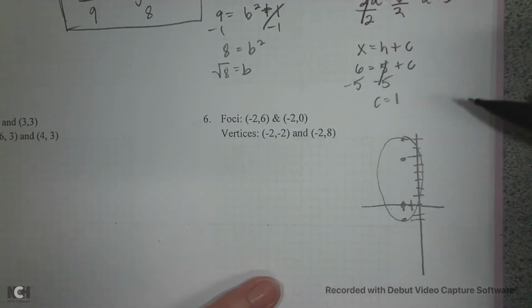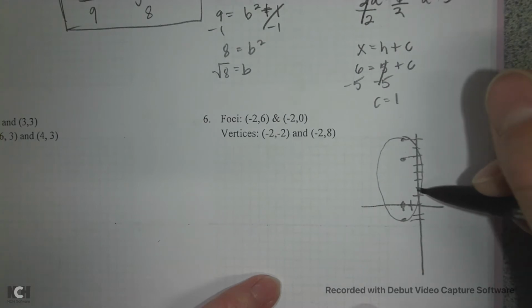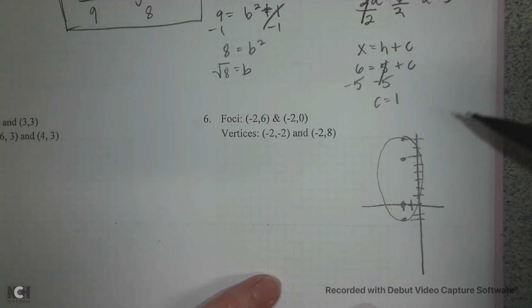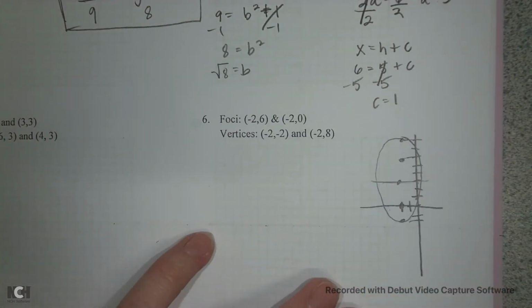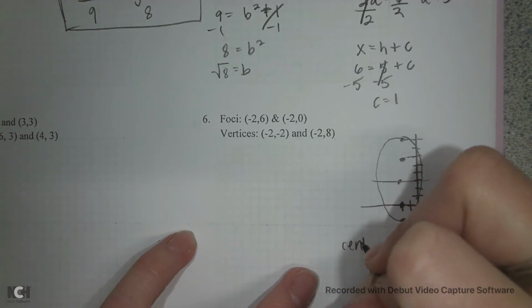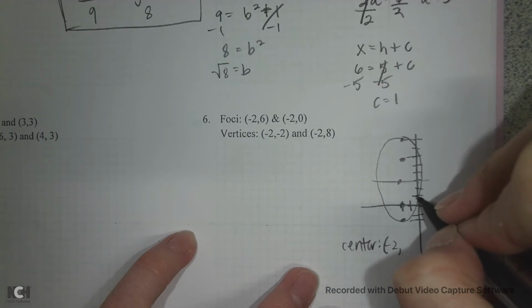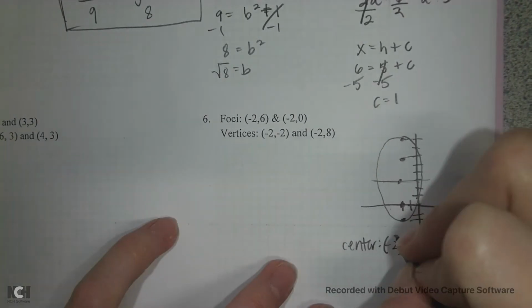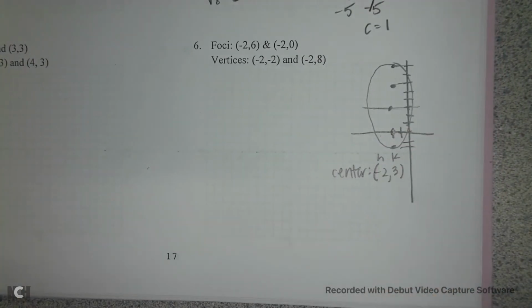Okay. So this is my ellipse, and then halfway in between, so what have we got here? 1, 2, 3, 4, 5, 6, so 1, 2, 3. So this is halfway. So my center is at (-2, 3). Okay, so there's my center. Remember, that's your h and your k.